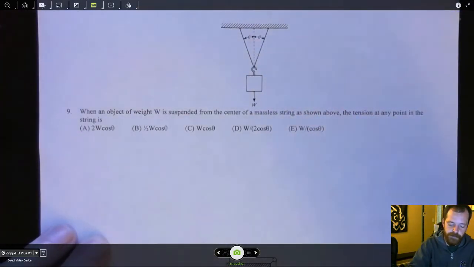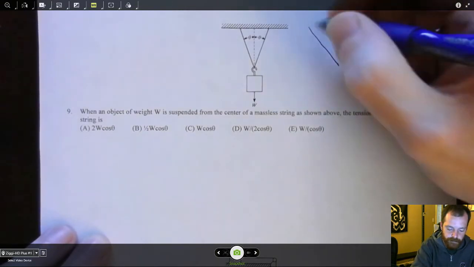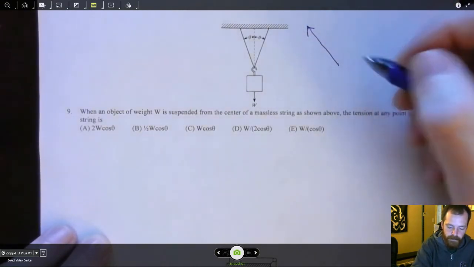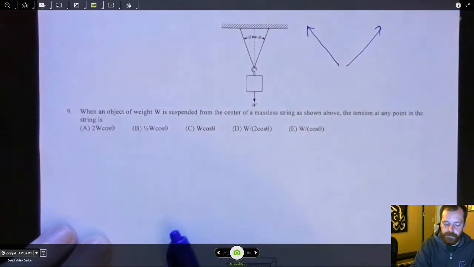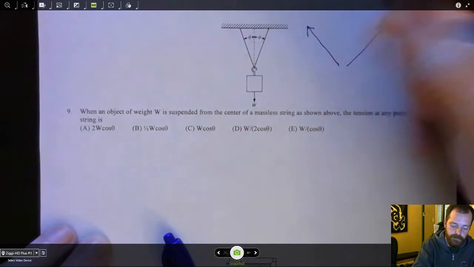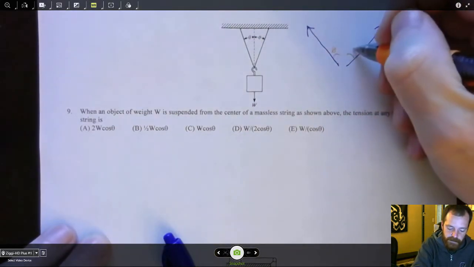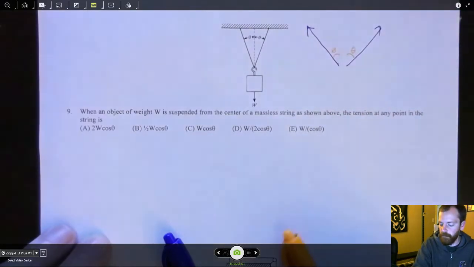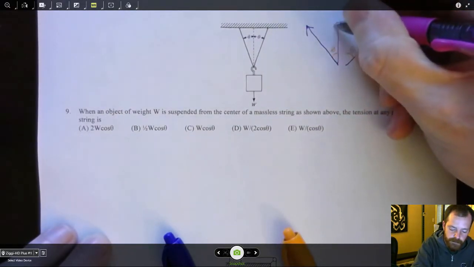Let's draw this a little bit separately here. So we have these tension forces pulling up, and basically we have an angle here and here, and everything's basically equal about these two tension forces. So we could break them up into two parts, a y part and an x part.